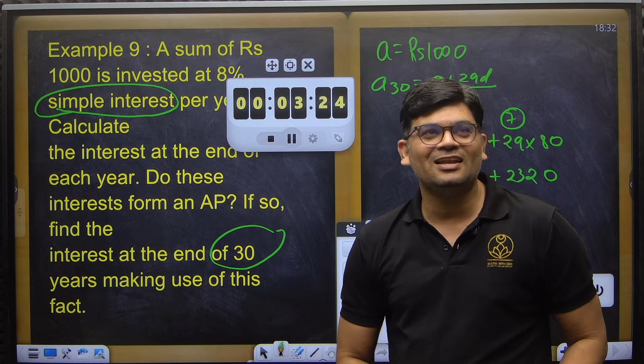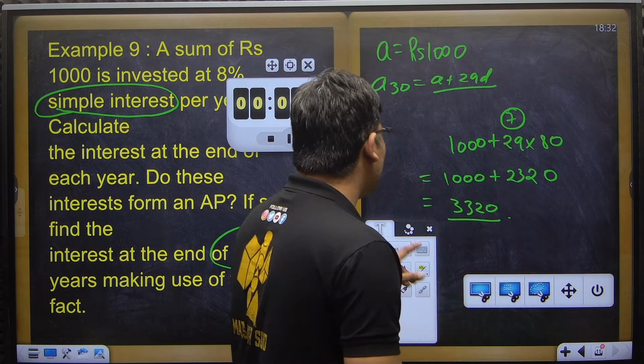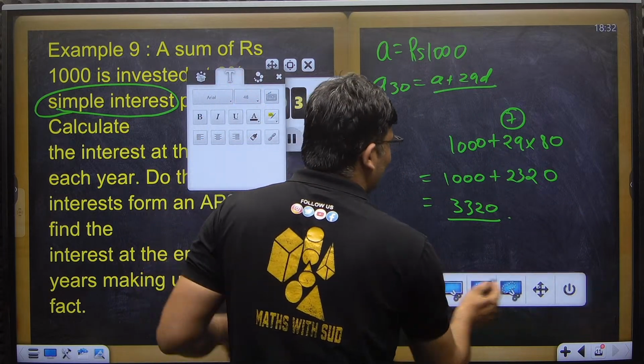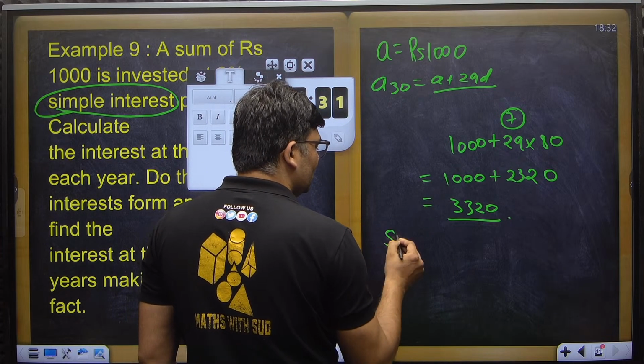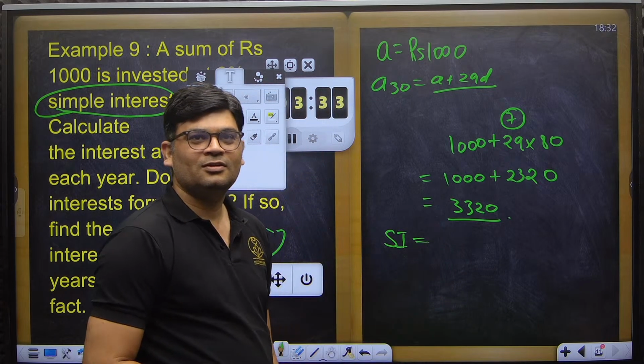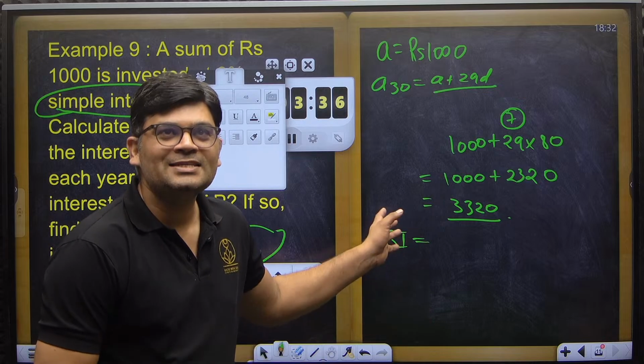Now let us take Vartika's way. Vartika, tell me beta, what you have done? So you applied the SI formula, PRT by 100.